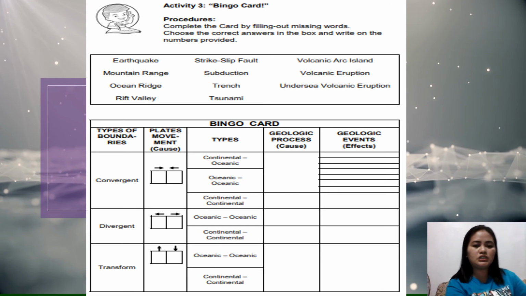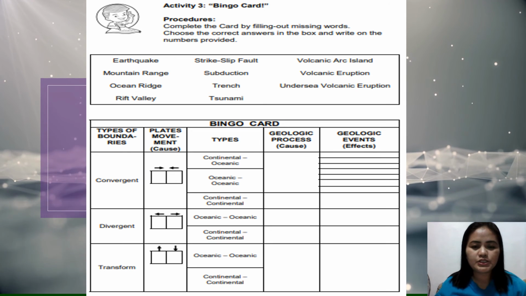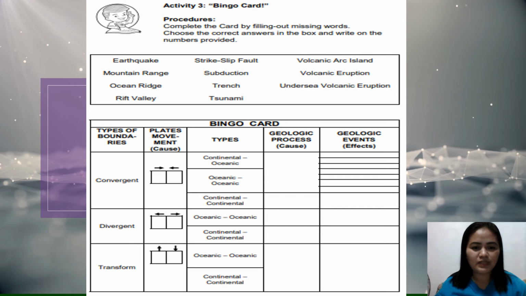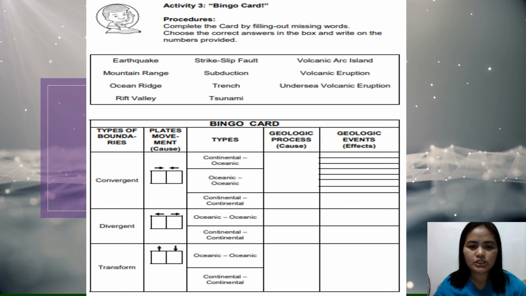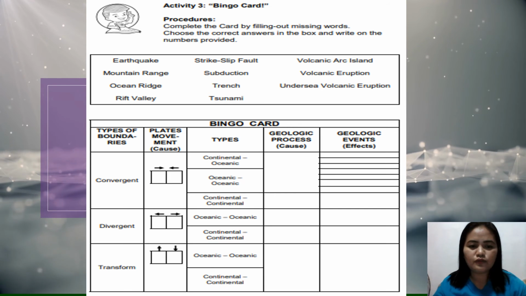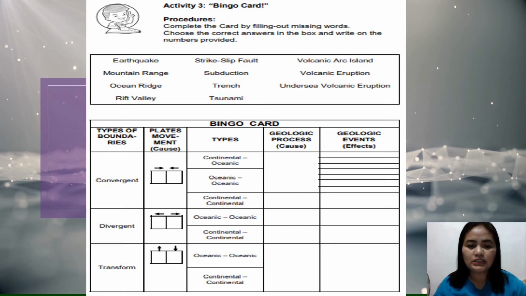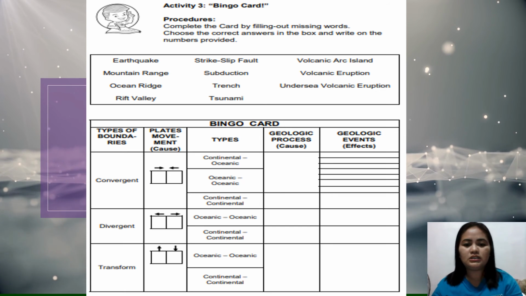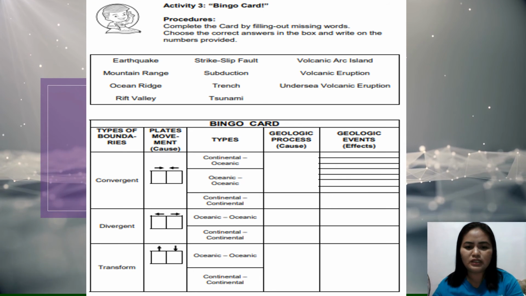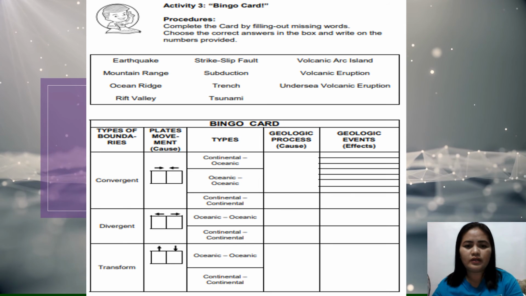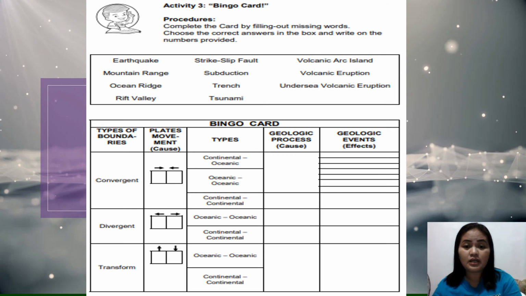Of course, your answer will always be connected with the different types of boundaries. First row, convergent, the plate movement. You can see the 2 arrows moving toward each other. What are the types? Convergence between continental and oceanic, oceanic, and continental and continental. So you just have to write the cause. And then what are the effects? So you will write the effects, specifically the formations being created because of that process.